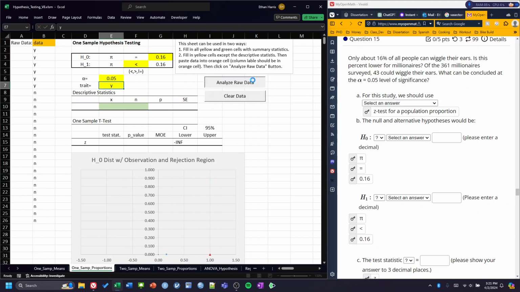We can now click on analyze the raw data, and it will gather that data for you and analyze it all at once. And then when you're all done, you can just click clear data and it resets you back to the beginning. So pretty slick. That's how we can do a one sample hypothesis test of proportions using our Excel worksheet.